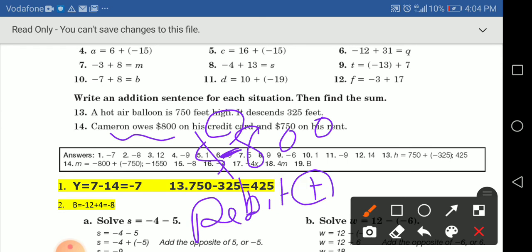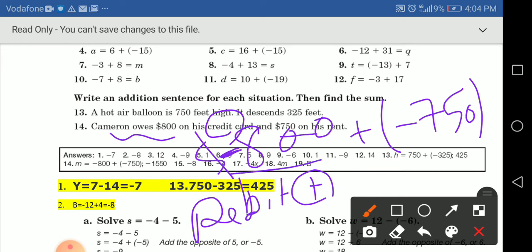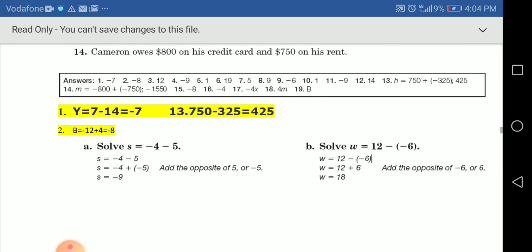So credit minus. Here I have Cameron owes 800 credit, and 750 on his rent, so he has to pay 750 also. So I'm going to pay 800 and also 750. So I'm going to pay what? The total of 800 and 750, which is 1550, and all negative, because this money you have to pay. Okay, guys?